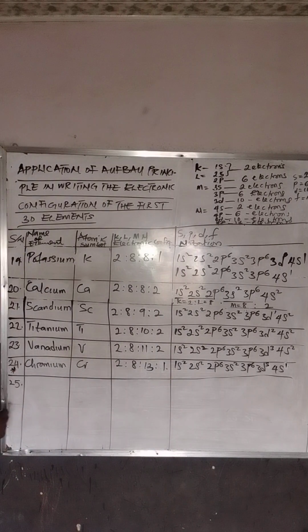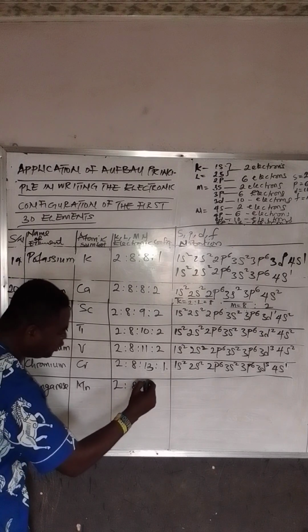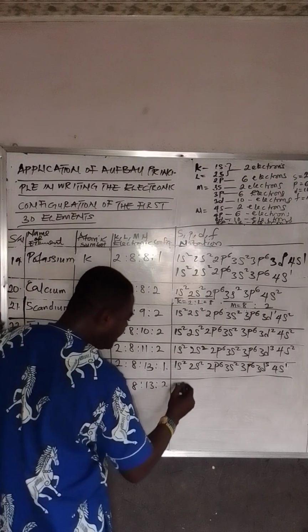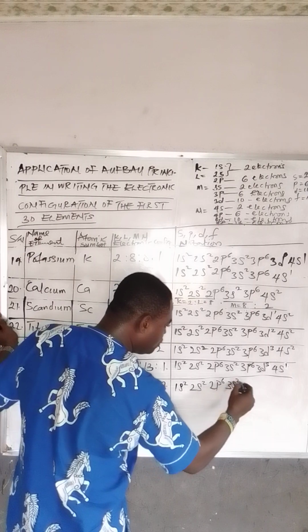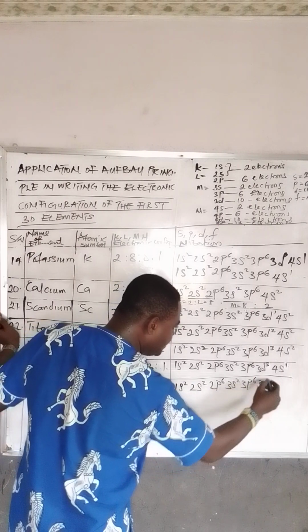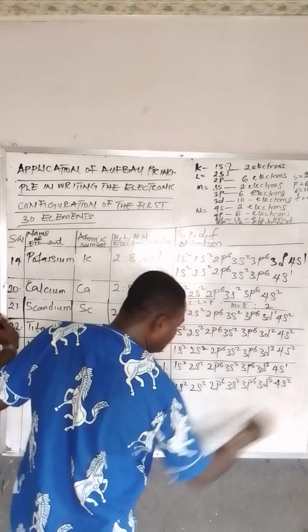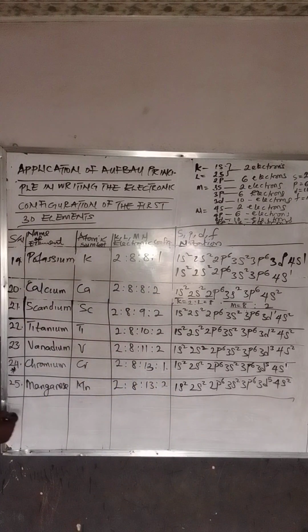Number 25 is manganese, Mn. The configuration is 2, 8, 13, 2. So we now have 1s2, 2s2, 2p6, 3s2, 3p6, 3d5 and it ends in 4s2. So that's that. If there's any question, you can call me or put it in the comment section.